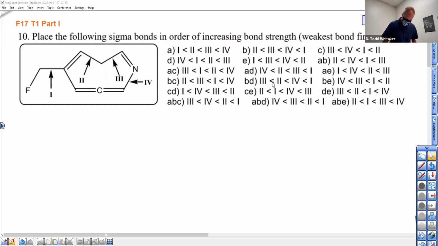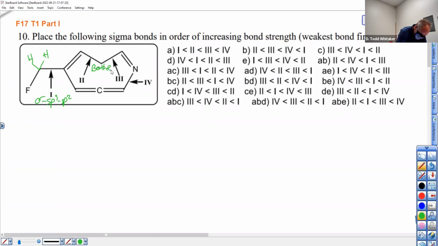So one is a sigma. I'll just remind you, there's two H's here. Sigma sp3 to sp2. In this one, these are both of these. Both does not have any union. That's when you're getting a little bothered. Both sigma sp2 dash sp3. So you're saying, wow, they're all the same. These first three are all the same.